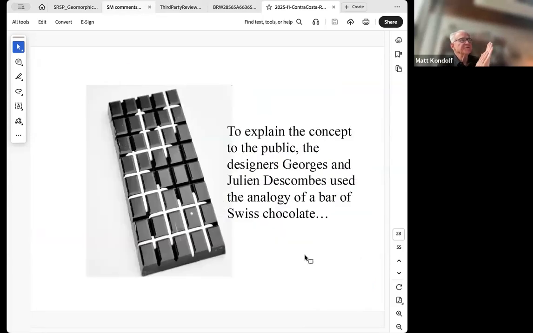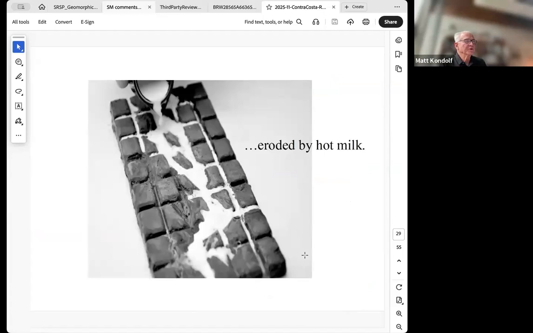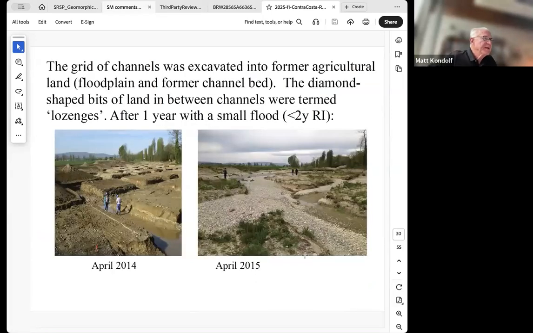So here's how they explain the concept to the public. They use the analogy of a bar of Swiss chocolate over which you pour hot milk. And the hot milk erodes out a channel within this grid of smaller channels that existed before. And this is what was done. On the left, you see the chocolate bar ready for the hot milk. So this is this grid of channels excavated into the floodplain.